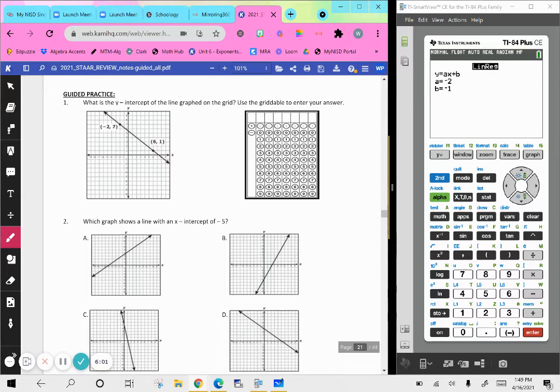Remember that the y-intercept is just going to be where it crosses the y-axis.